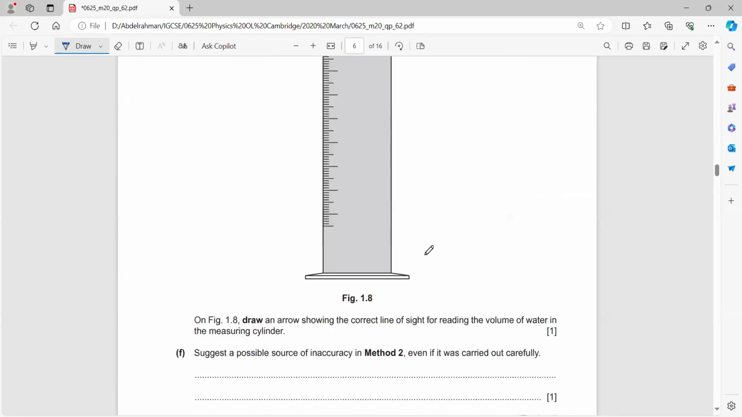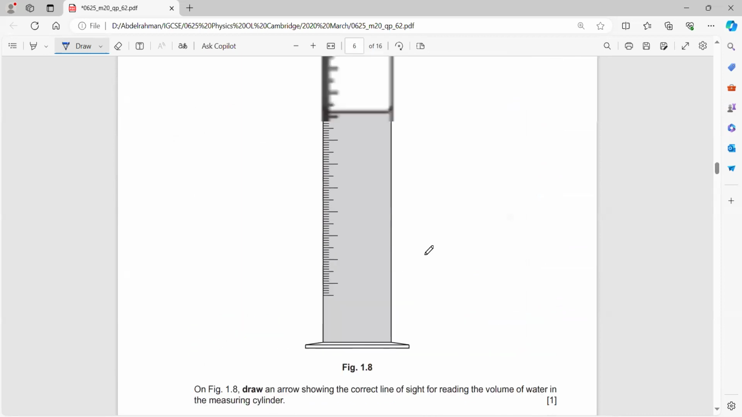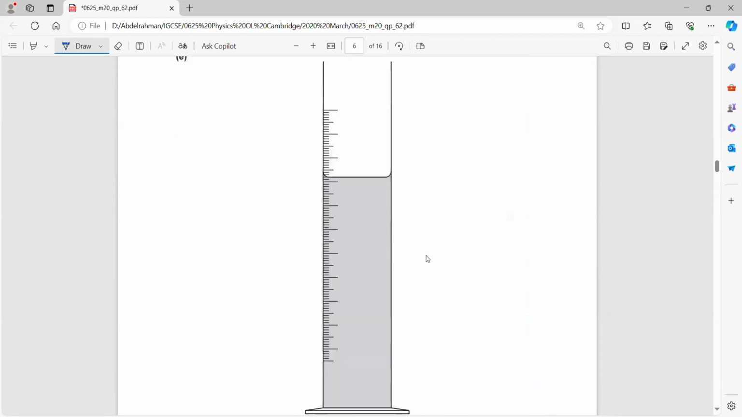On figure 1.8, draw an arrow showing the correct line of sight for reading the measuring cylinder. The correct line of sight would be perpendicular, from the bottom of the meniscus, a straight line using a ruler. And this is the eye, at the bottom of the meniscus.